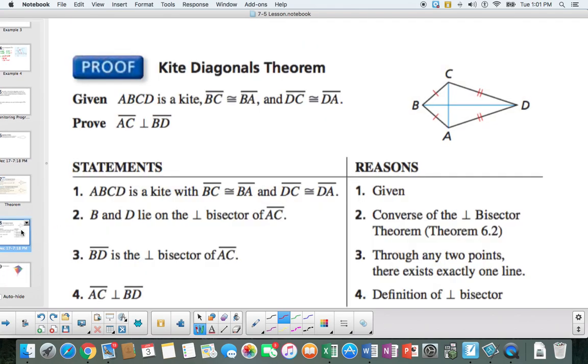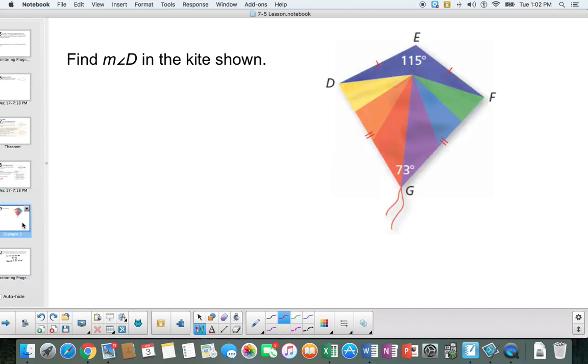Now here's the theorem that shows that the diagonals are perpendicular, and it comes from the converse of the perpendicular bisector theorem. So this point right here is equidistant to C and A, and point D is also equidistant to C and A. So B and D are both equidistant, and when they're equidistant, that means they lie on the perpendicular bisector. So this is acting as a perpendicular bisector for CA, and that's how we know that diagonals of a kite are perpendicular.